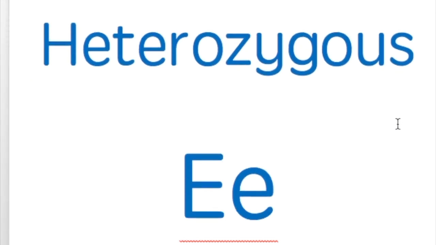The third category or combination is heterozygous. It's not heterozygous dominant, it's not heterozygous recessive, it's one of each. Hetero is the prefix for mixed, so mixed zygote: capital E, lowercase e. This one's going to look dominant because that capital E overpowers the other, but it carries this hidden recessive e as well. So that is a heterozygous.